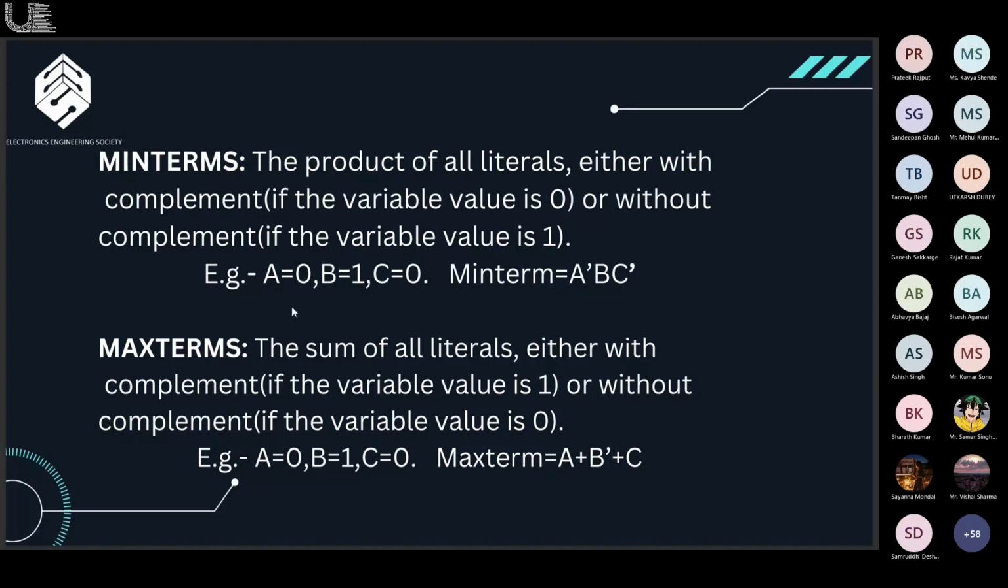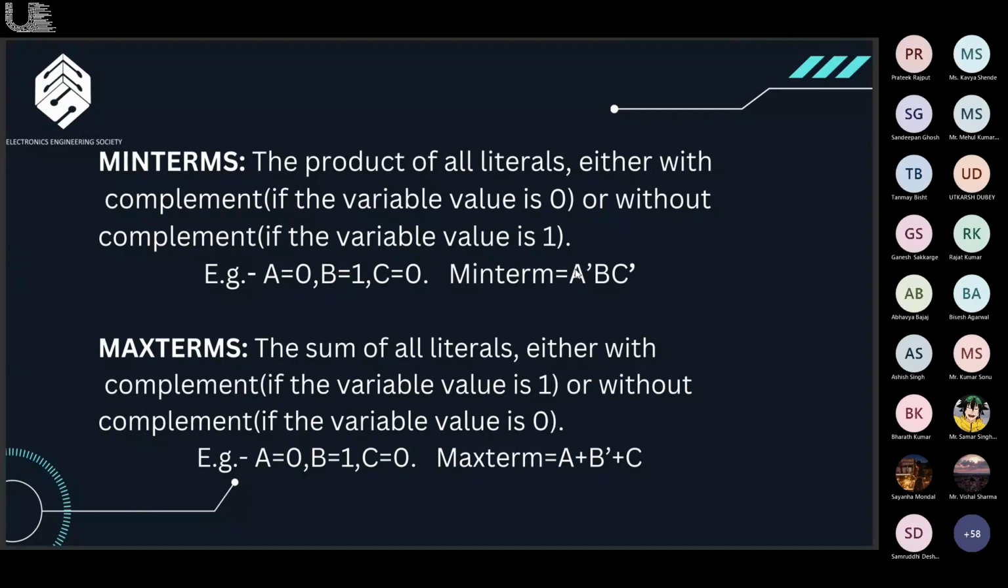For example, if this system contains 3 variables A, B, and C, here all the 3 variables are present, either in complement or uncomplemented form. If a given variable is 0, we write it as complement, and if it is 1, we write it as it is. So this is a minterm because it contains the product of all the given variables in either complement or uncomplemented form.